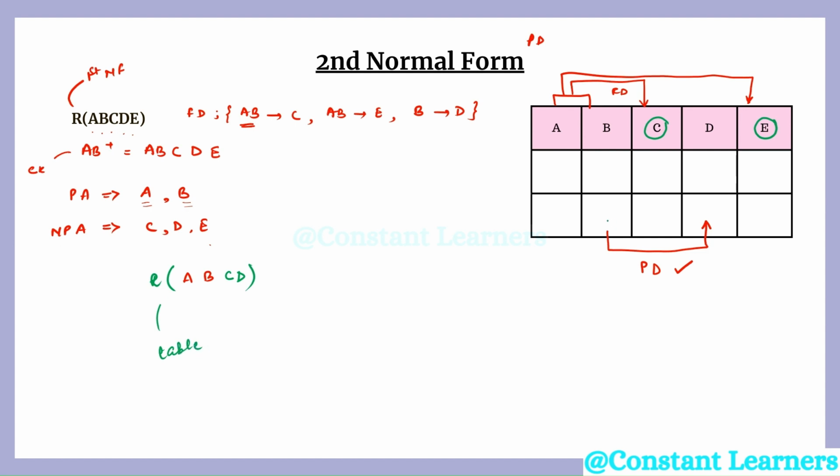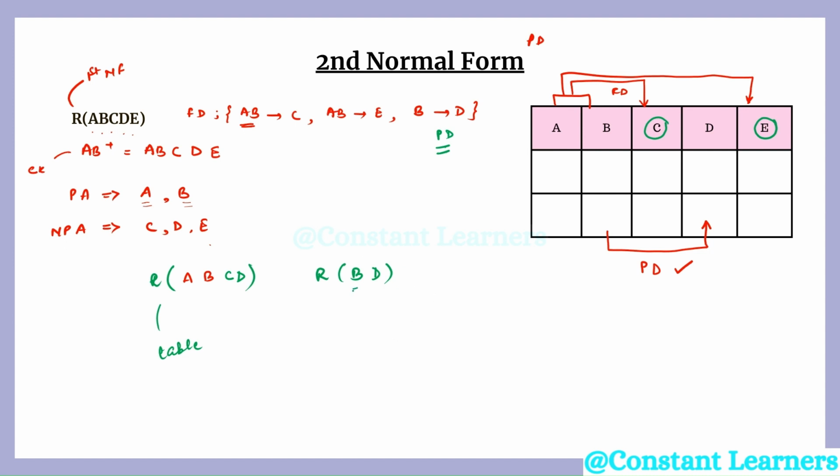Then B will say that fine, you don't have anything to do with D, that's all right. I will go and live with D in a separate table. So we will get another table with just the two attributes, that is B and D. Because here in this case, partial dependency was existing. And when partial dependency exists, the table cannot be in second normal form, right?